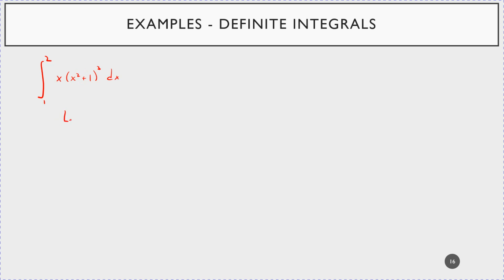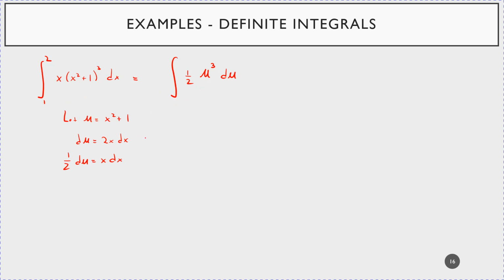so I'm going to let u be equal to x squared plus 1. That means du is equal to 2x dx. Well, look, I have a dx and an x. So I'm going to move this 2 over. So 1/2 du is equal to x dx. I'm going to change the bounds of integration in a second. So I'm going to replace x dx with 1/2 du. And then this x squared plus 1 cubed, well, that's just u cubed.